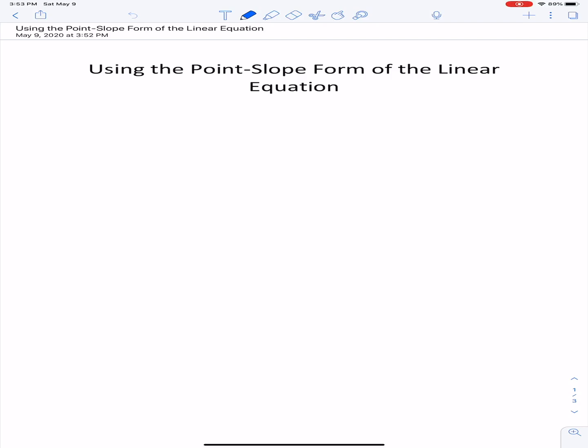First of all, let's see what the point-slope form is. The point-slope form is y minus y1, so we want one of our points, equals, we need to know our slope m, times x minus x1. So when we use the point-slope form, we need to know at least one point, and we need to know the slope, okay? So let's use the point-slope form, and let's go ahead and begin our lesson.